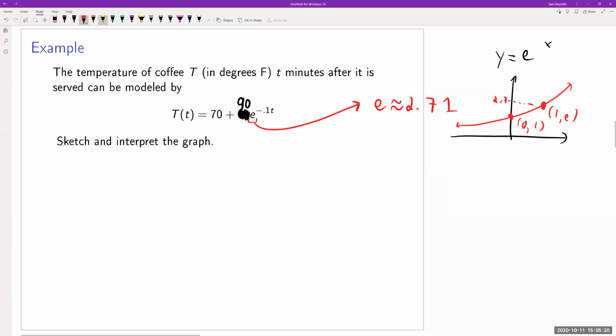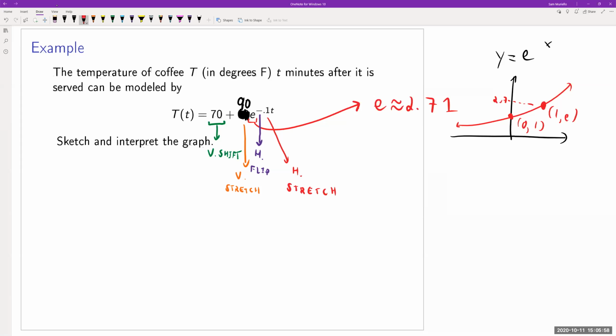Then we'll just have to identify the transformations, and I see 4 transformations. I see a vertical shift, a vertical stretch, a horizontal flip, and a horizontal stretch.